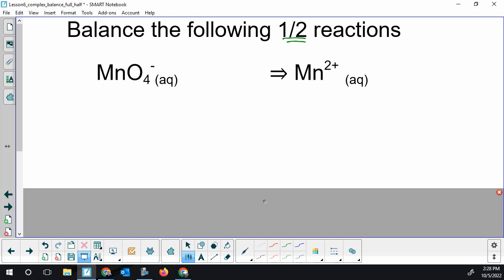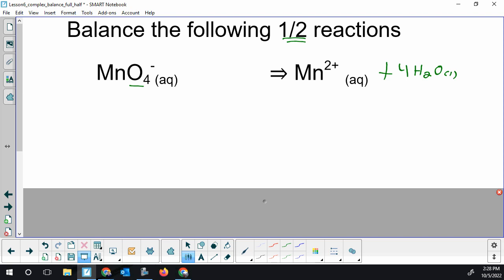That's done. Balance O with water. Well, we've got 4 O's at the beginning. We have none of them at the end, so we're going to need 4 water to balance our oxygen. So we're done 2 steps already.